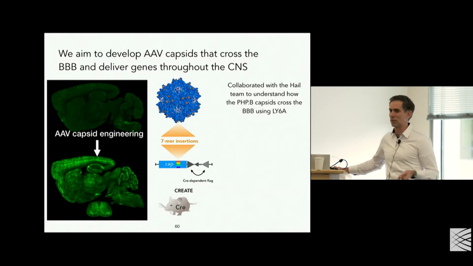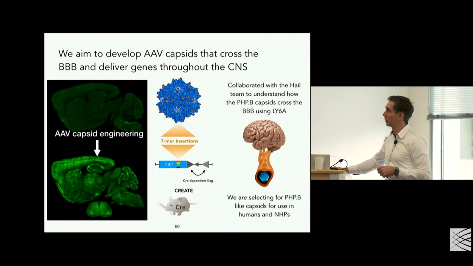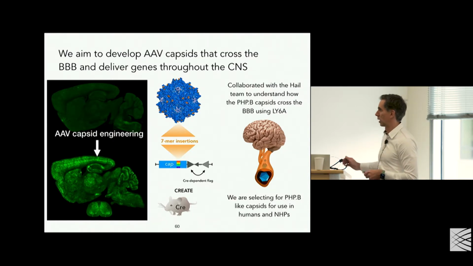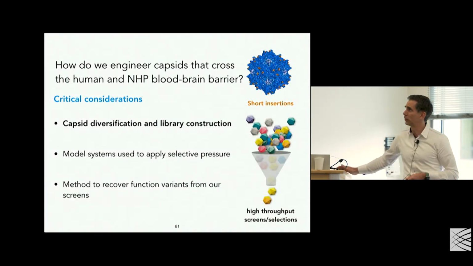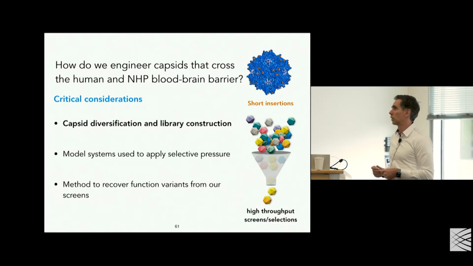The problem is that this gene is mouse specific, so we can't just try to target a slightly different gene variant of this in humans. So we are now taking a variety of approaches to try to select for viruses that would function like a PHP.B type virus, but work in humans and non-human primates. And so how do we plan to do this?